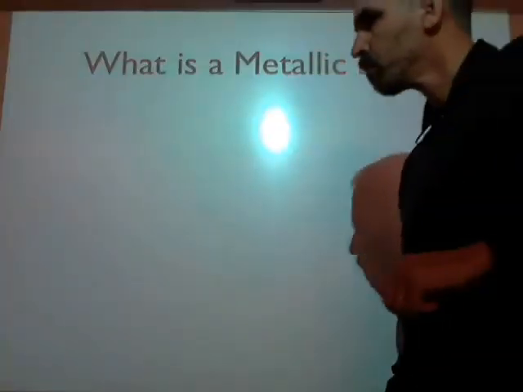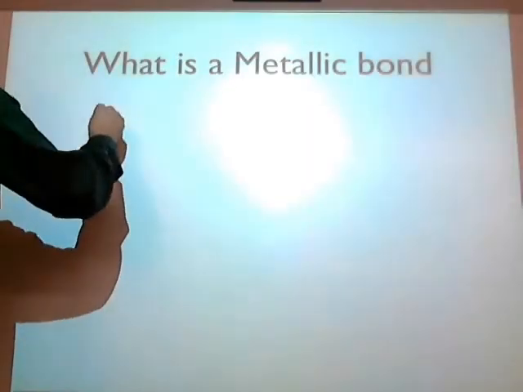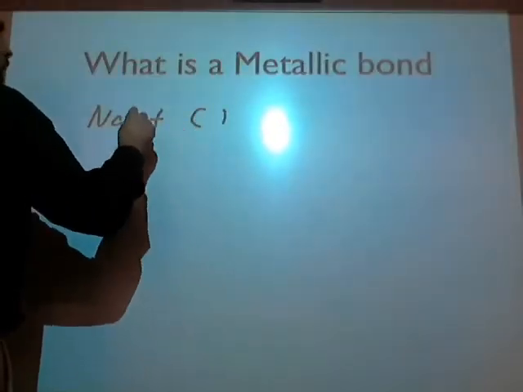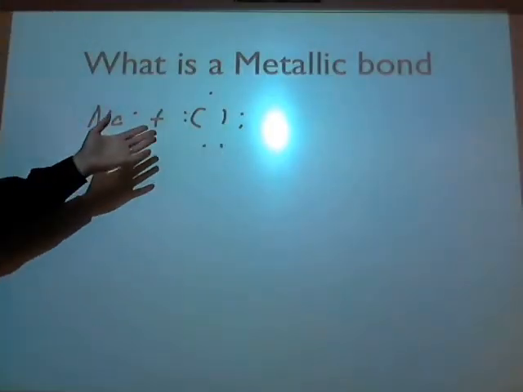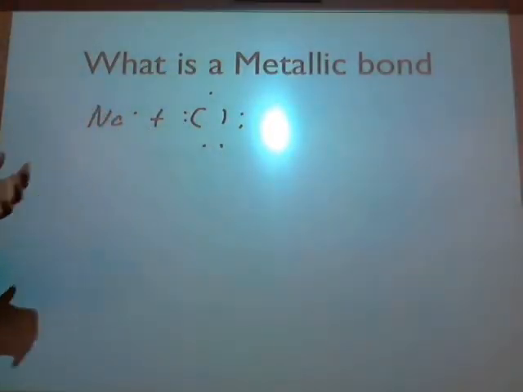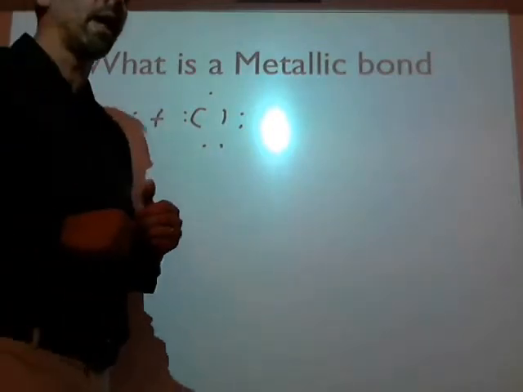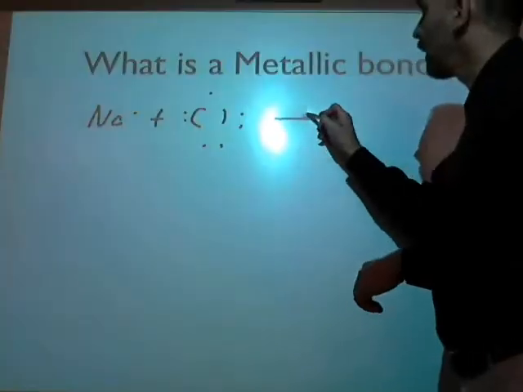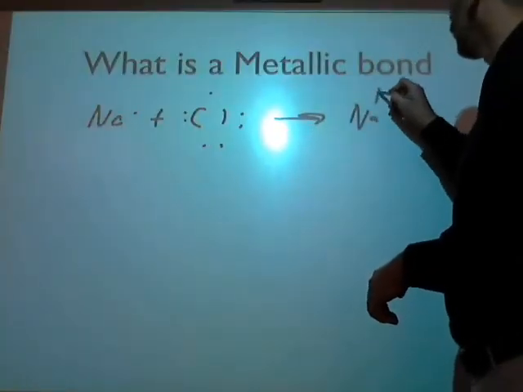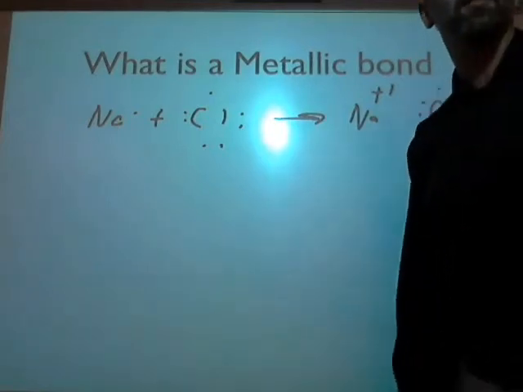Let me explain. It makes sense if I take sodium and I react it with chlorine. Chlorine wants one electron. Sodium wouldn't mind losing one. It drops to an octet. The octet rule says these guys would be very happy getting together and making salt. And they do. That's an ionic bond. This one loses, gets a +1. This one gains that electron, gets a -1, and that's an ionic bond.